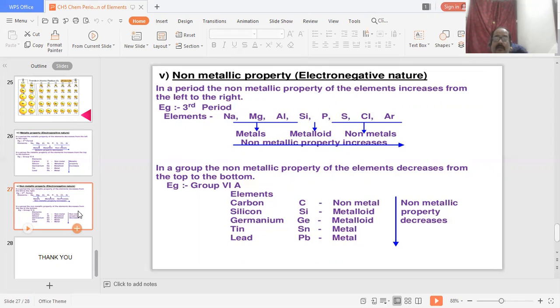So in a period the non-metallic properties of elements increase from left to right. But in a group the non-metallic properties of elements decrease when we move top to bottom.